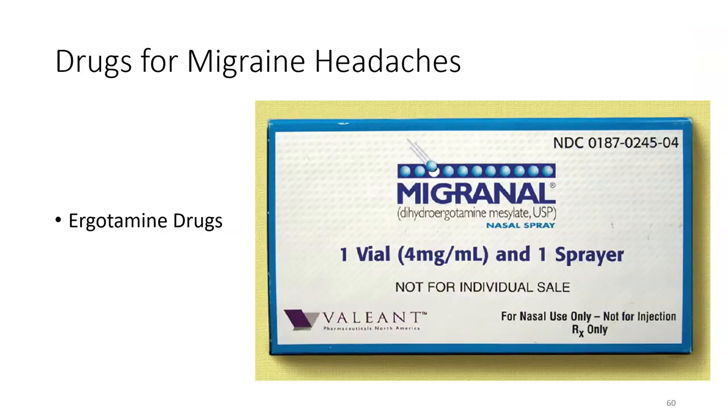We also have ergotamine drugs. These drugs are used to treat a migraine. In the old days, this was the main drug that was available. Going back, I'm thinking back into the 70s. It comes from a mold that grows on rye.